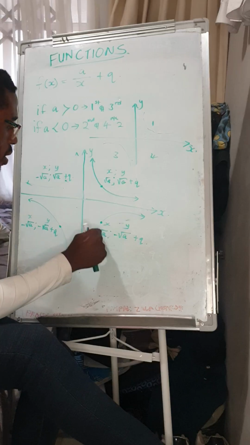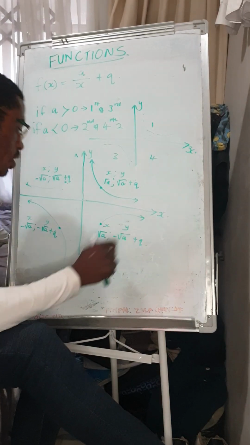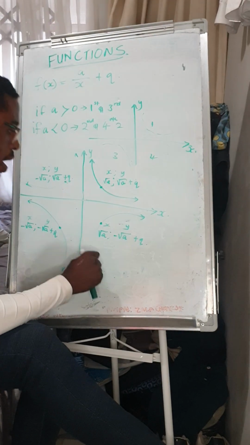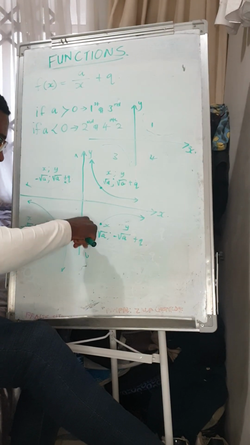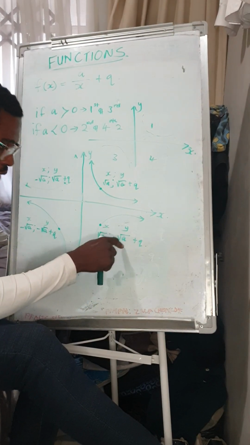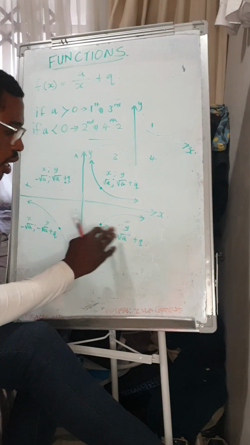You notice X is positive. From here going that side, X is positive. Hence we have a positive root of A here. But when you come to this side, the Y values are negative. So we have a negative root of A, right? Mind you, the negative sign is outside the square root.